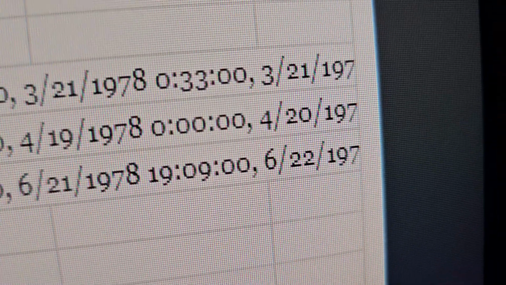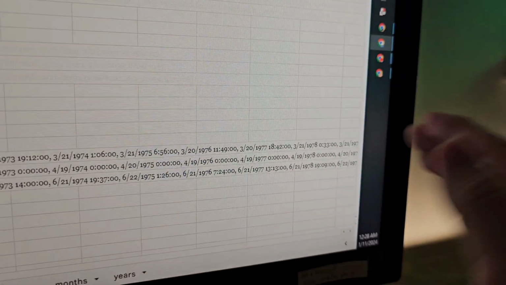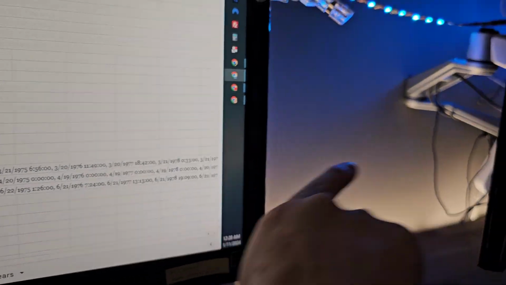All the way. It just keeps going on and on. It's just really long.